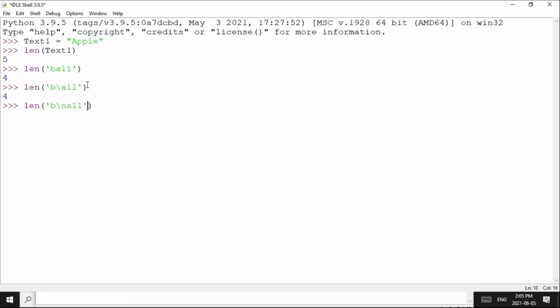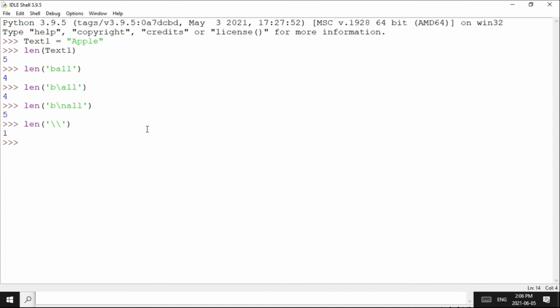Now tell me how many characters you have. 1 character, 2 characters, 3, 4 and 5 characters. Press enter and you have 5 characters. Tell me how many characters this string has. This string has just 1 character, a backslash. The other backslash is used as an escape sequence. As I told you, any character preceded by a single backslash is considered as just one character. So this string has just one character in it.